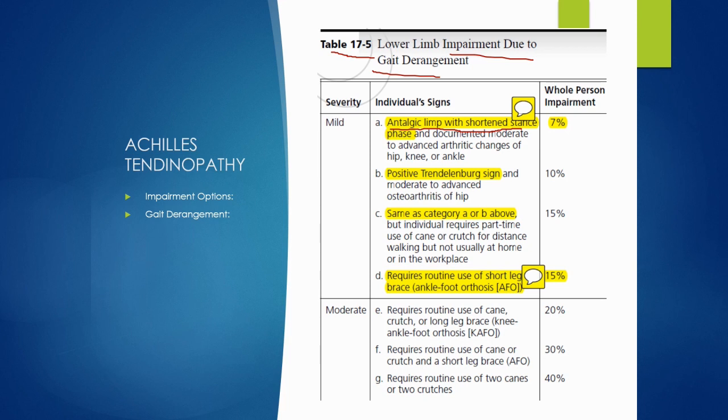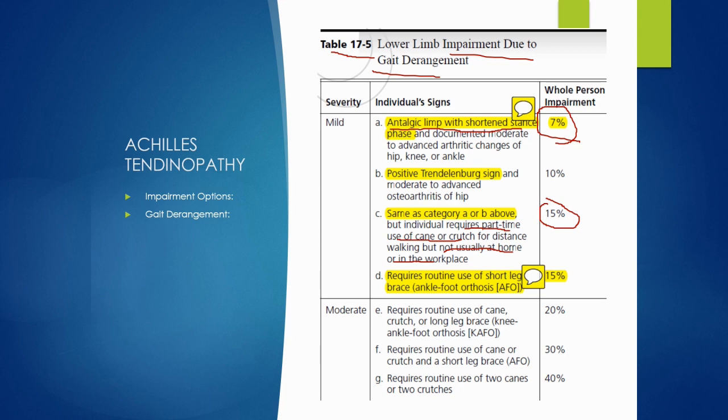So the standard impairment that applies to this case would be 7% whole person due to antalgic limp, but may even progress to higher impairment values if the examinee requires part-time use of a cane or a crutch for distance walking, but not usually at home or in the workplace. And this is a common impairment.